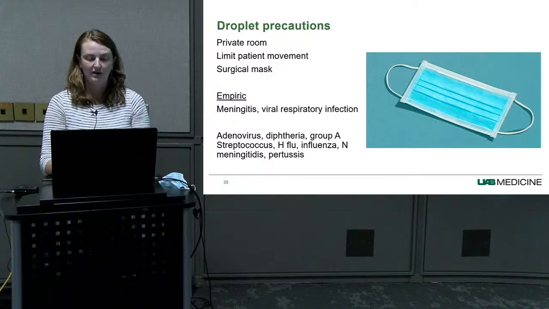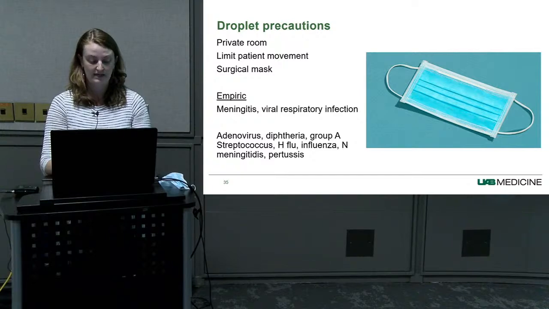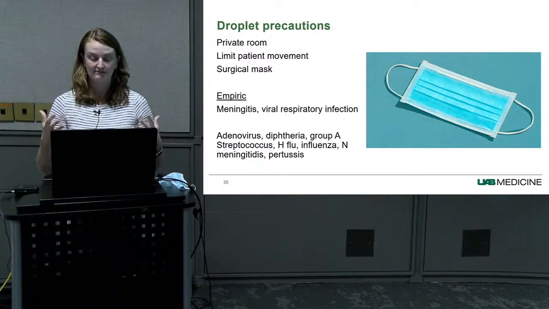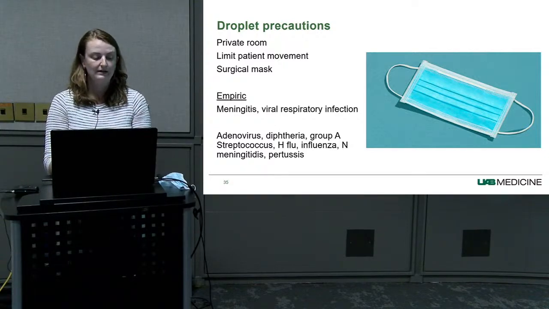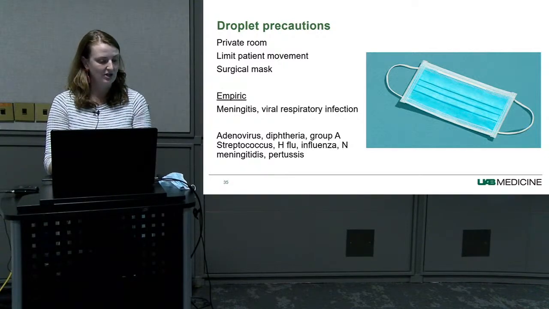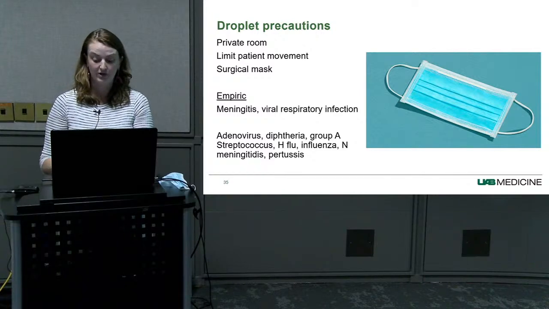And then you have group A strep, which might come as a surprise to be on this list, but in the beginning several days, maybe first 24, 48 hours, when antibiotics are started, thinking about necrotizing fasciitis, for example, Neisseria meningitidis, thinking about meningitis, and then pertussis, which we'll talk about a little bit more later.